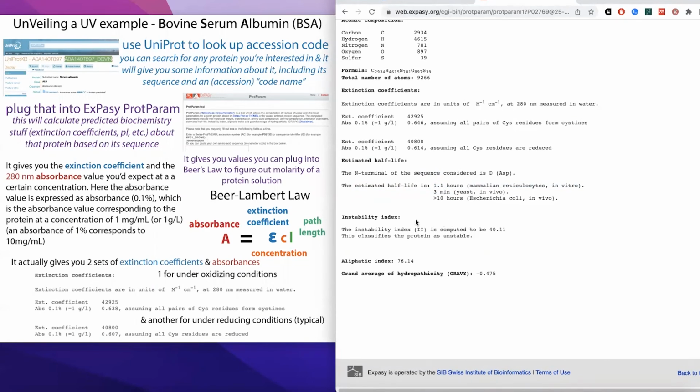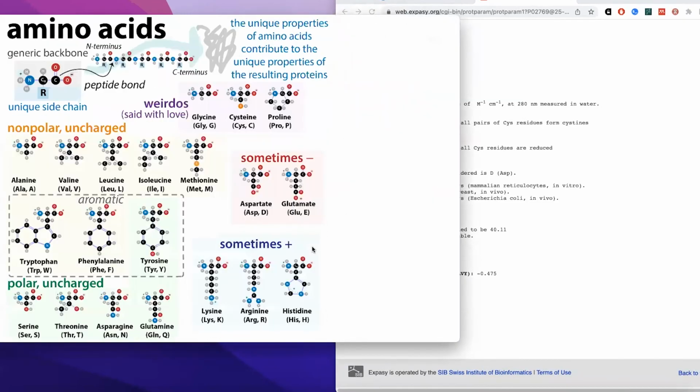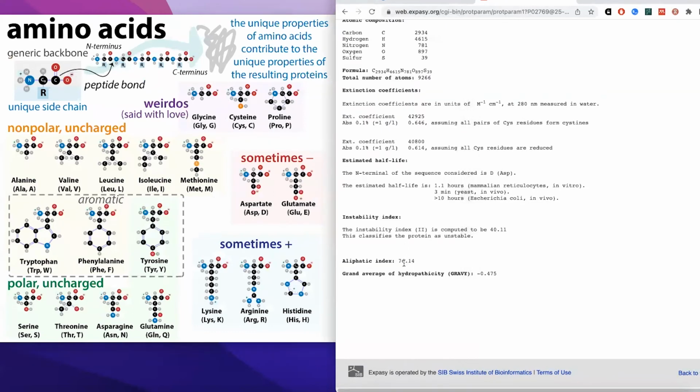Instability index. I've almost always had this tell me that my protein is considered unstable, but it has an instability index of this. Aliphatic index. So aliphatic is basically the opposite of aromatic. Anything that's not aromatic is considered aliphatic. I'm not sure what this aliphatic index is though.